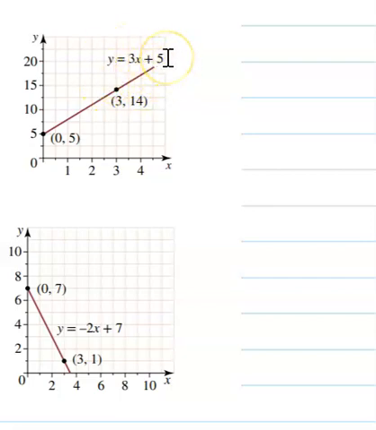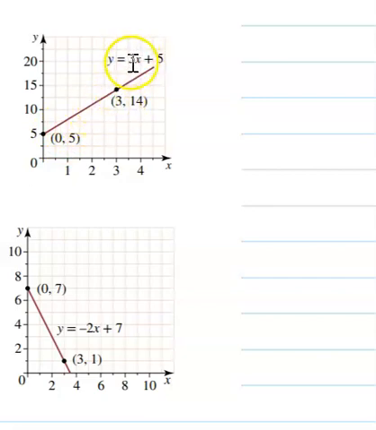Now what this means is that if two variables are linked by a rule, then as one variable increases, so does the other. In this particular case, each time x increases by 1, y increases by 3, i.e. this rule 3x plus 5, where the gradient represents y increasing by 3 for x increasing by 1.